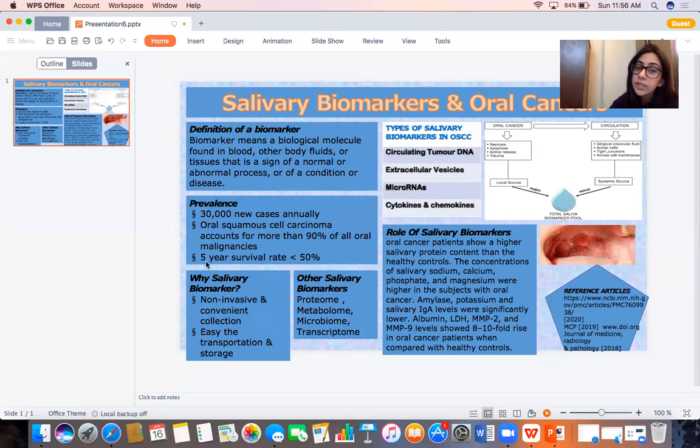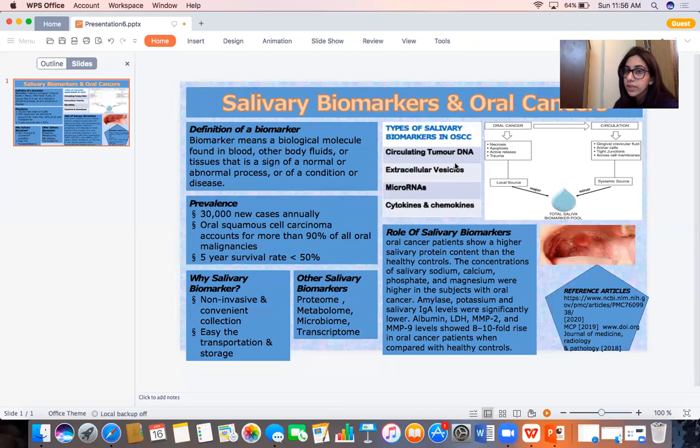But why do we use salivary biomarkers specifically? The answer is because of their non-invasive nature, firstly. Secondly, saliva is very easy to collect from a patient, and it is also easy to transport and store. Some of the most common biomarkers are tumor DNA, as I've mentioned here, extracellular vesicles, microRNA, cytokines, and chemokines.